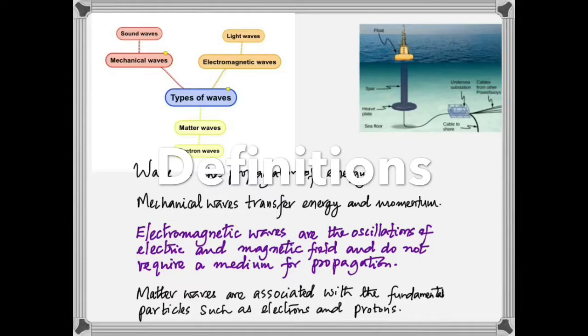Now here is a diagram that shows you the types of waves. So you have mechanical waves, and the best example of a mechanical wave is a sound wave. You have electromagnetic waves that do not require a material. The example is a light wave or X-rays, radio waves, etc. And then you have matter waves, and an example is the waves associated with an electron.